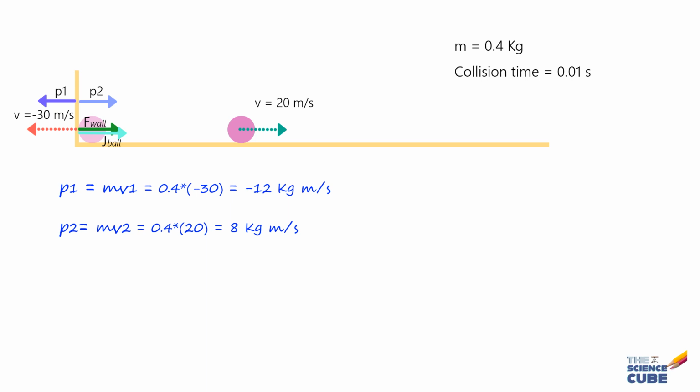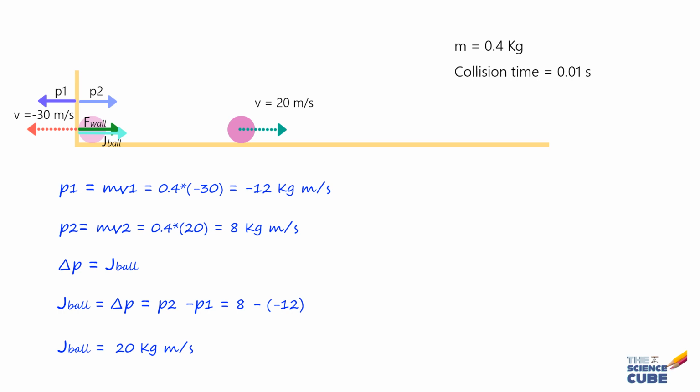Now we know that impulse on the ball is nothing but the change in its momentum. So impulse on the ball, let's call it J ball, is equal to P2 minus P1, which equals 8 minus minus 12, which equals 20 kilogram meters per second.